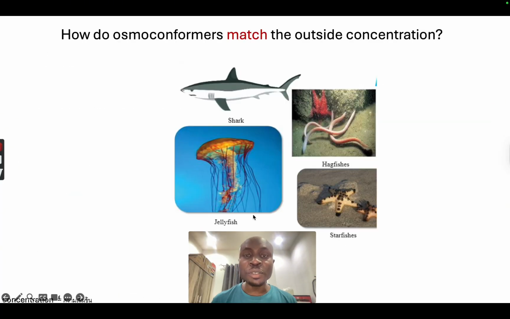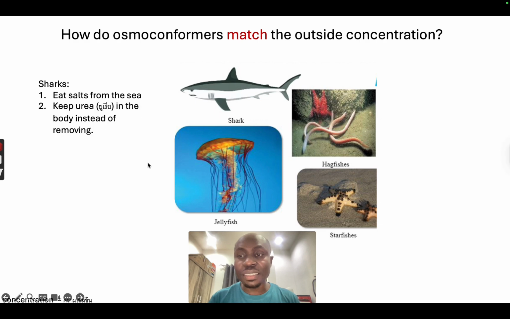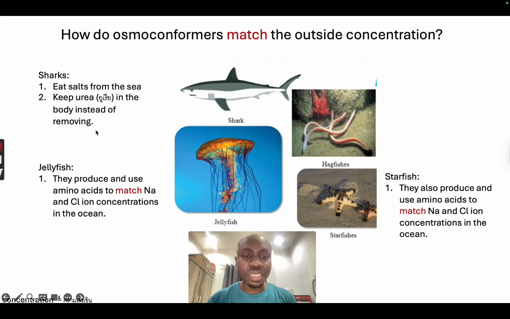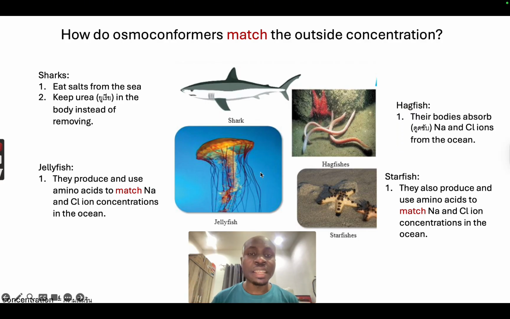Now, how do osmoconformers match? What do they do so that they can match? Sharks can eat salt in the sea to increase the salt concentration in their bodies. Jellyfish and starfish can produce amino acids that help to match the outside concentration. Hagfish can absorb sodium and chlorine ions from the water around them.